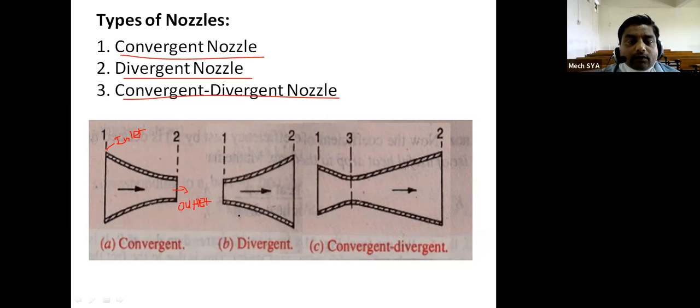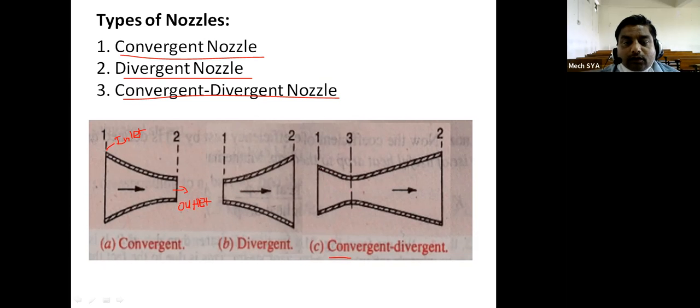And divergent nozzle means what? The cross-sectional area of the nozzle goes on increasing towards the outlet. That type of nozzle is called a divergent nozzle. Another type of nozzle is what? Convergent-divergent. It is a combination of convergent and divergent. It is called a convergent-divergent nozzle.